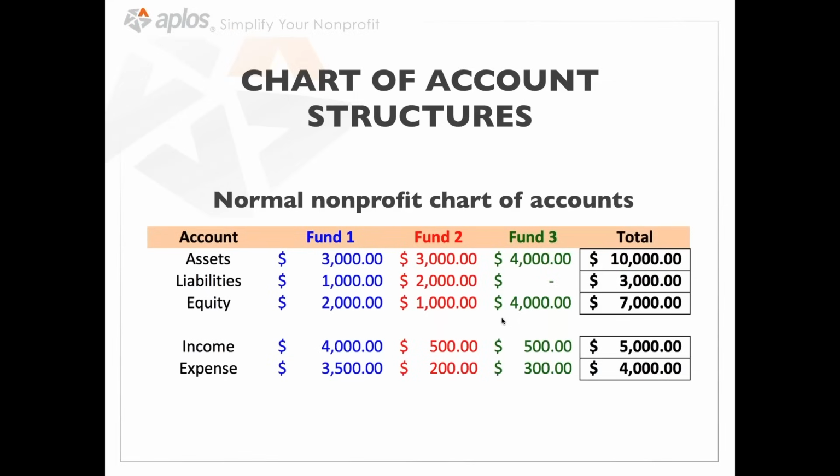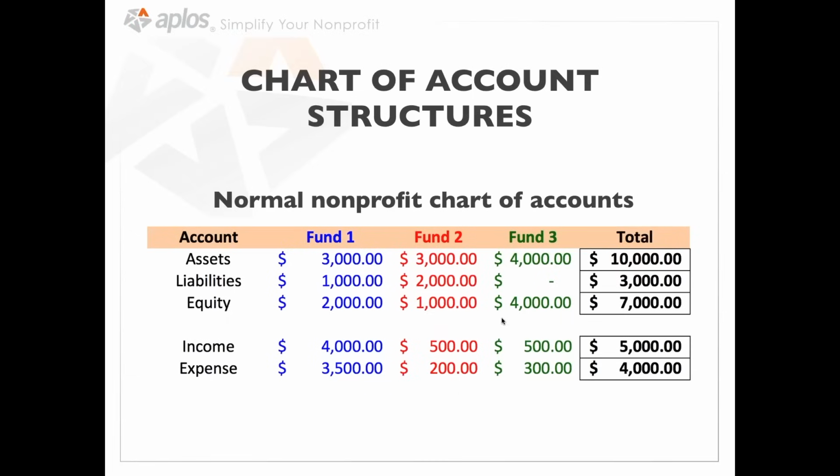So in my assets, I might have 10, but 4 of it is for Fund 3 and 3,000 for both Fund 1 and 2. My liabilities, I might owe 3,000, but Fund 3 doesn't have any of that. It's mostly Fund 2 with a little bit of Fund 1. And then my equity, again, is the same calculation. So assets minus liabilities equals equity for each particular fund. So my overall fund balance would be 2,000 for Fund 1, 1,000 for Fund 2, 4,000 for Fund 3.